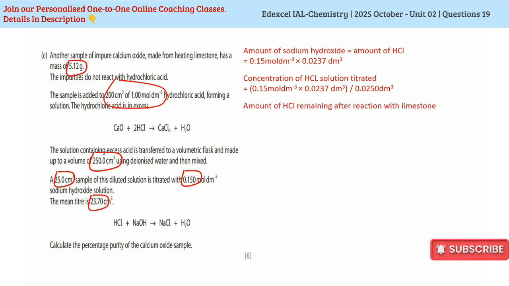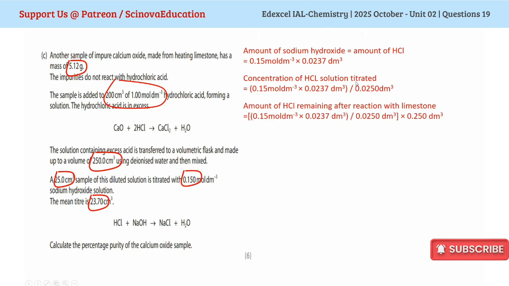Then we can calculate the total amount of HCl remaining after the reaction within this 250 top-up solution. That is equal to this concentration that we calculated in the previous step times the volume 0.25 cubic decimeters, and that I'm getting as 0.03555, and that is the amount of HCl remaining after reaction with calcium oxide in the first reaction.